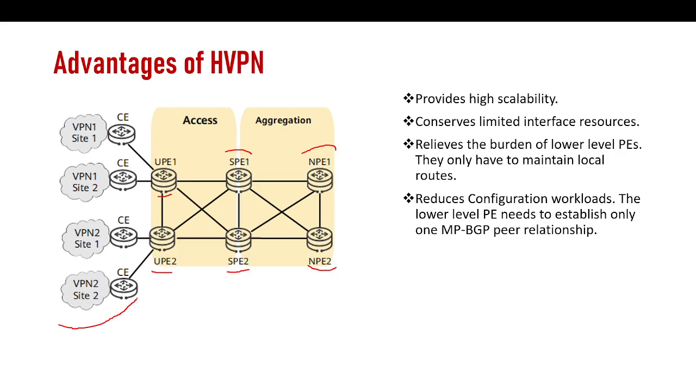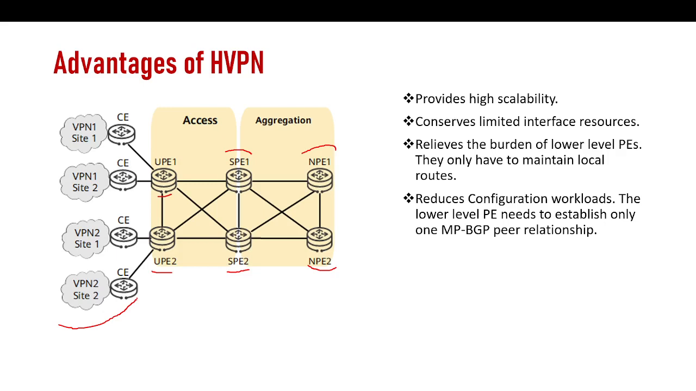Another advantage of HVPN solution, it conserves limited interface resources. So for the SPE-NPE connection, we just need one connection. We don't need many connections for the different services or for the different VPNs. So the interfaces required for the SPE and the NPE, we don't need that many, just maybe one to interconnect between the two, and all the services will be carried over that one connection. But sometimes, of course, we end up having multiple connections for protection.